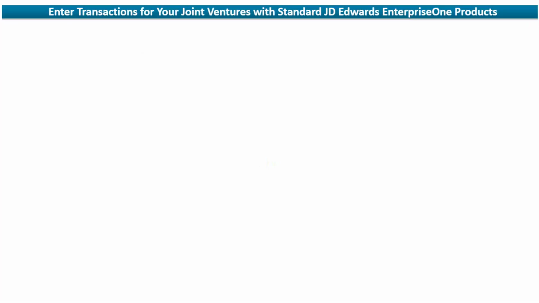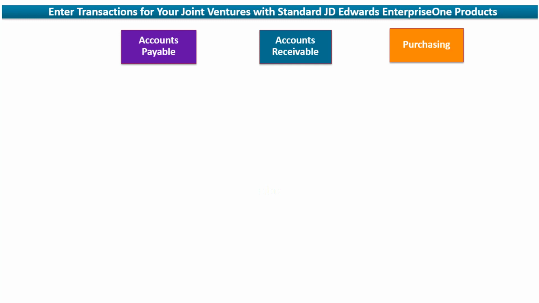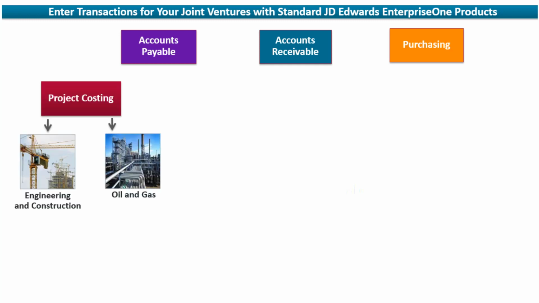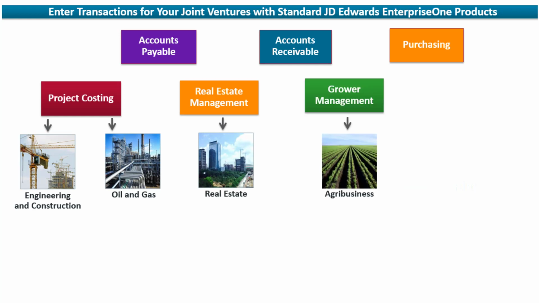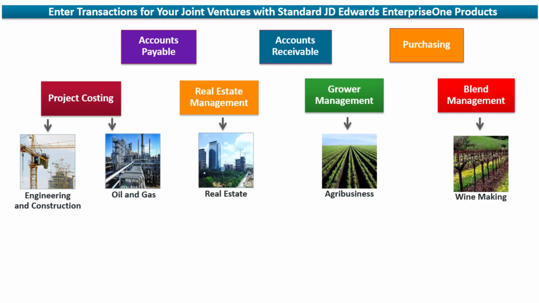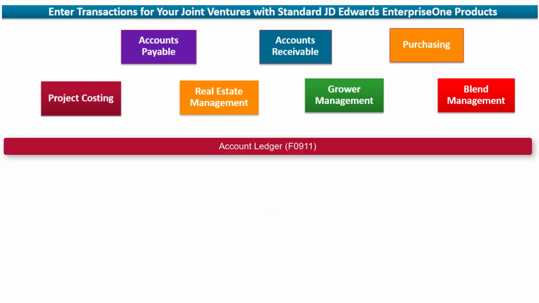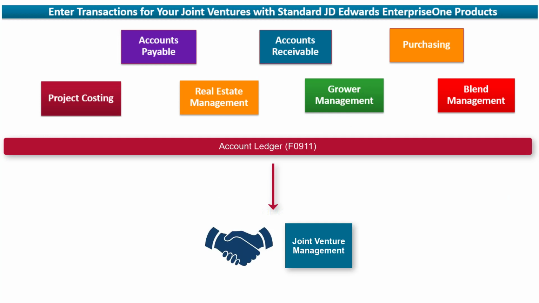To operate a joint venture, you enter financial transactions using standard JD Edwards processes, such as accounts payable, accounts receivable, purchasing, project costing, real estate management, grower management, blend management, and other JD Edwards modules. The modules generate records for the transactions in the account ledger table F0911. Then, you bring these account ledger transactions into the joint venture management system and prepare them to be distributed among the partners of the joint ventures using the appropriate division of interest or the DOI.